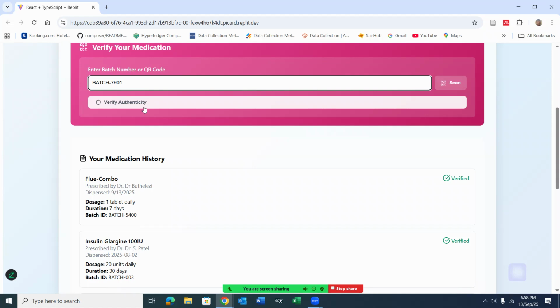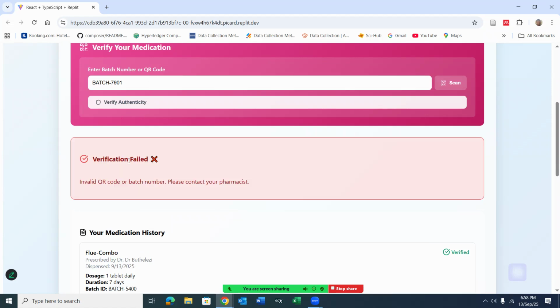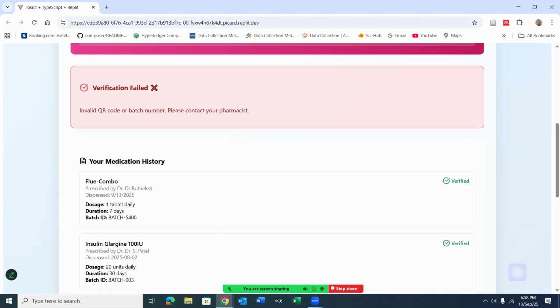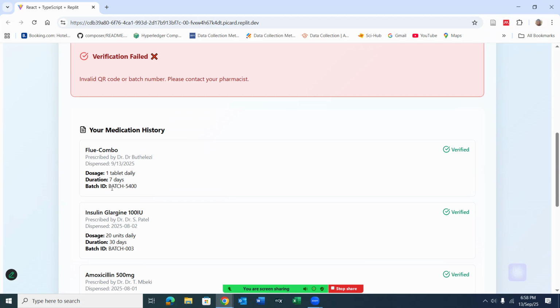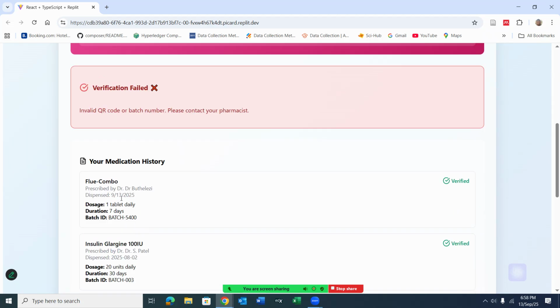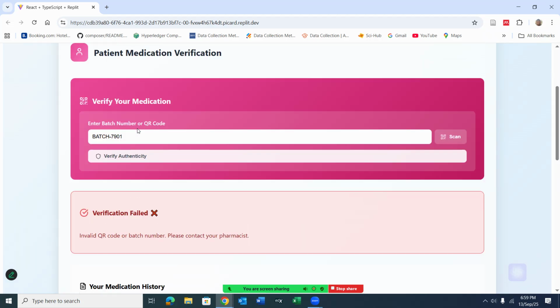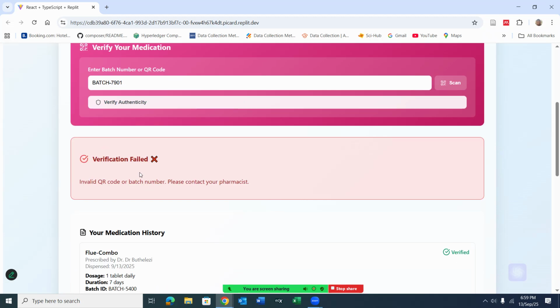Okay, flu combo is okay, yeah. Then they verify. It shows that verification failed. Invalid QR code or batch number. Please contact your pharmacist. So now that's how SIPO can see that if the batch number doesn't correspond with the original batch number that was manufactured, then there's a problem.